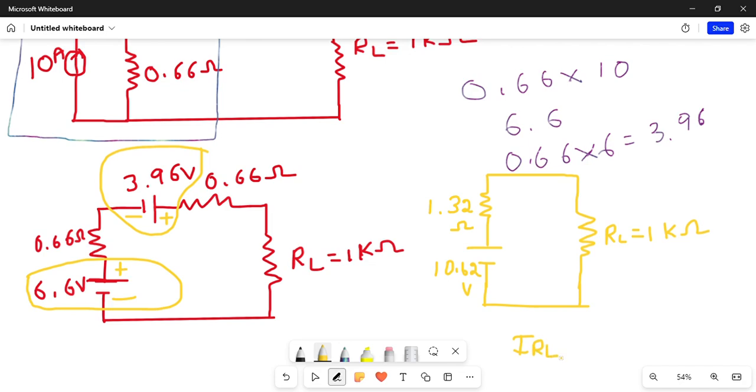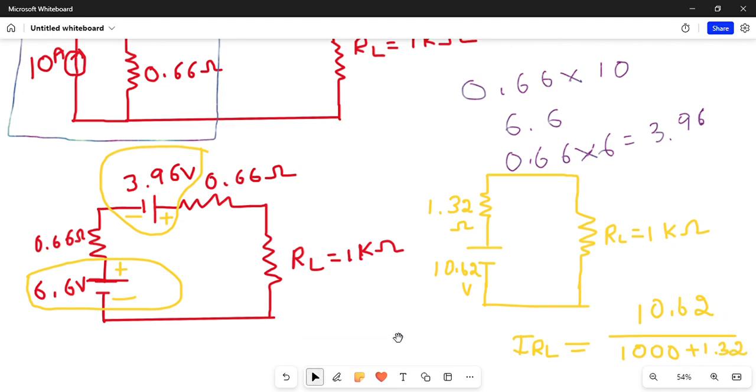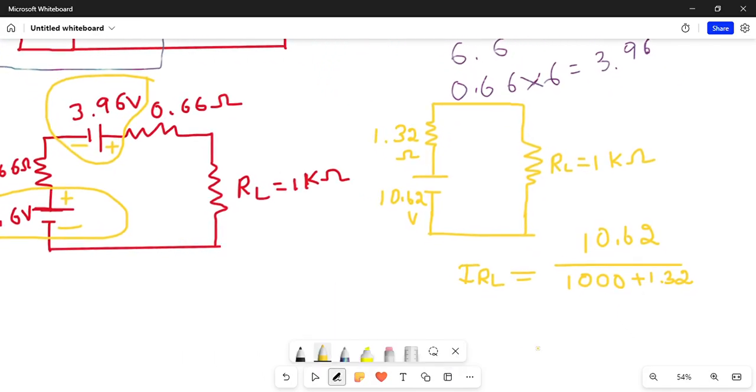We are going to find that out. That is the goal that we want to find. So we are going to find it by writing the voltage first, that is 10.62 divided by 1 kilo ohm, which you can write as 1000, right? 1 kilo ohm is nothing but 1000. 1000 plus 1.32. If I do that, what do I get as the resultant? I get 10.6 milliampere.